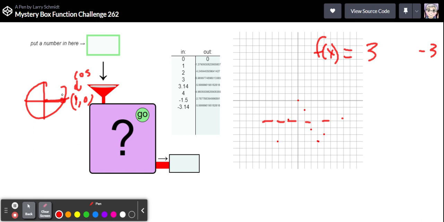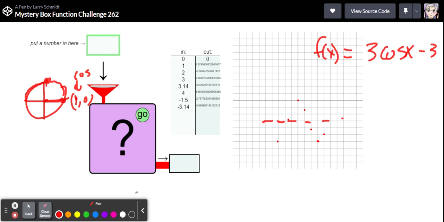And you can see the x will get lower and lower as it goes up around the circle until it reaches 0 at pi over 2, and then it'll go into the negative x, etc. So this looks like cosine to me. So I think we've got 3 times the cosine of x minus 3.